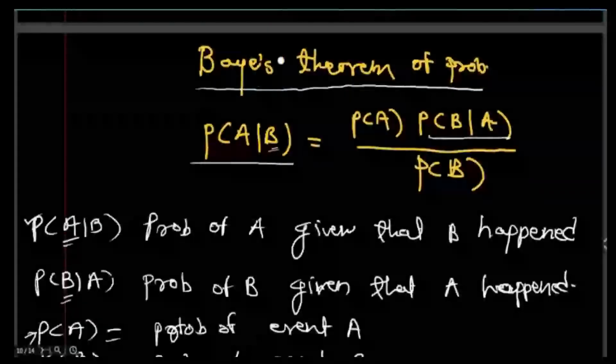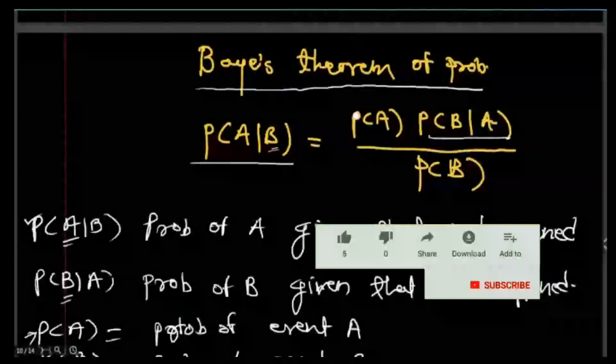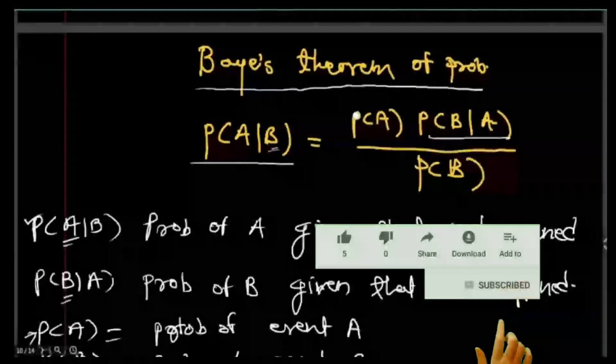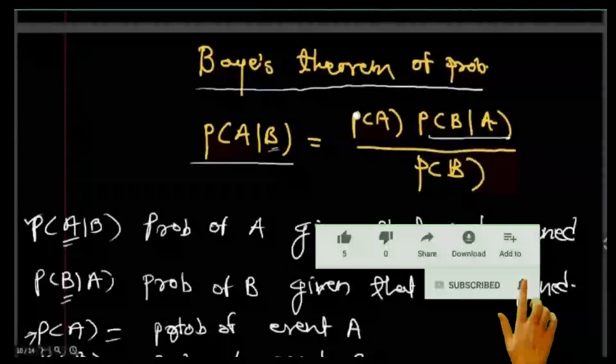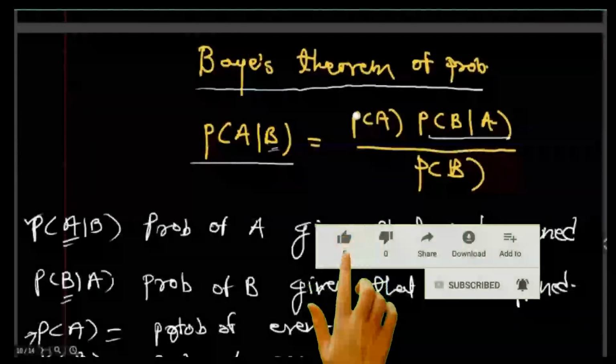So let us start with the Bayes theorem of probability. Now this Bayes theorem of probability is useful when we know the probability of one event, and based on that we can calculate the probability of a second event.